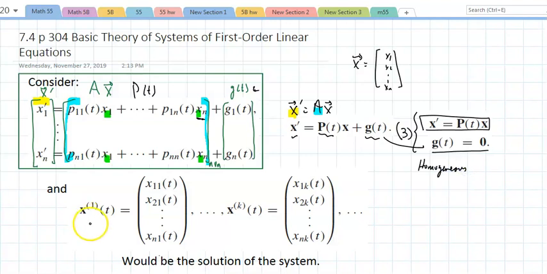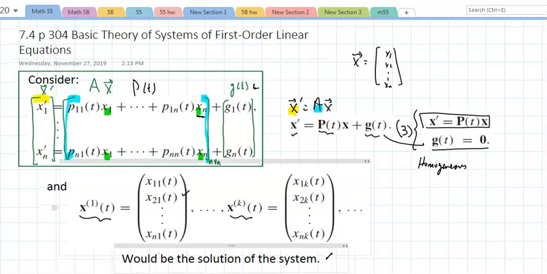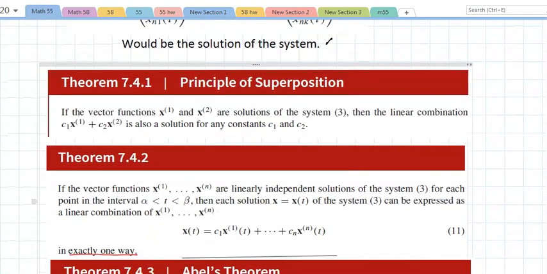They say x1, x2, all the way to x to the k, these are not derivatives, would be the solution to this system of equations, and the goal of course is to find those. In 7.4 they give us everything that we need, they're just verifying, and in 7.5 and 7.6 you really solve those.